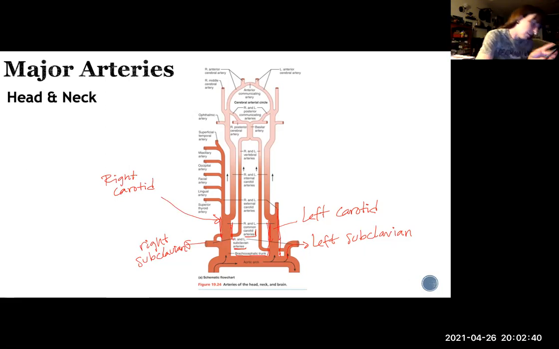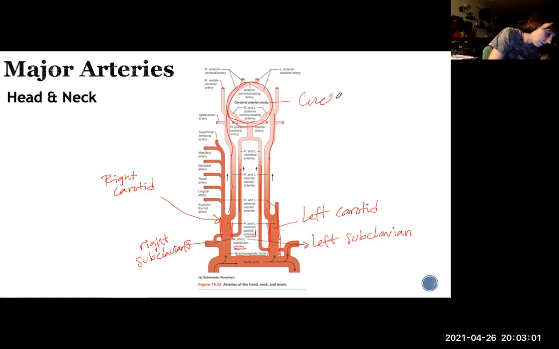Here's the internal branches here and here. These are the external branches here and here. The external branches will come around and they will meet with this structure right here, which is the cerebral arterial circle, also known as the circle of Willis, which is right in the middle of your brain. It's like a halo in the middle of your head. Really weird, really cool.